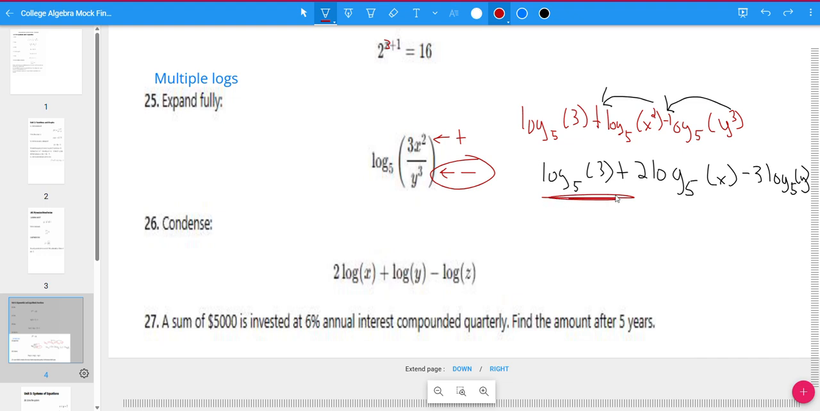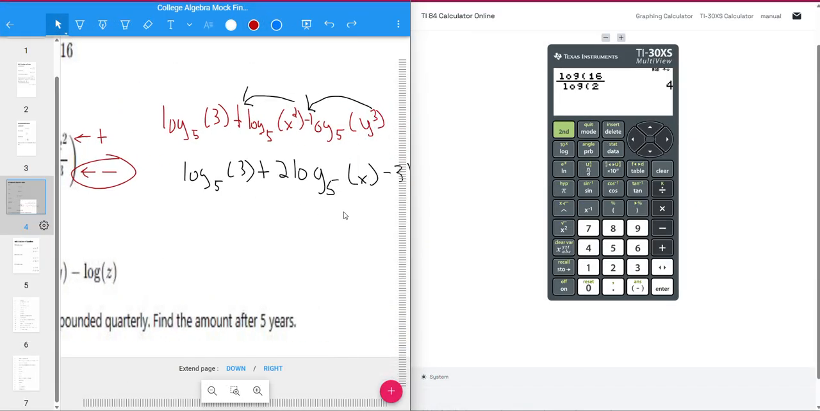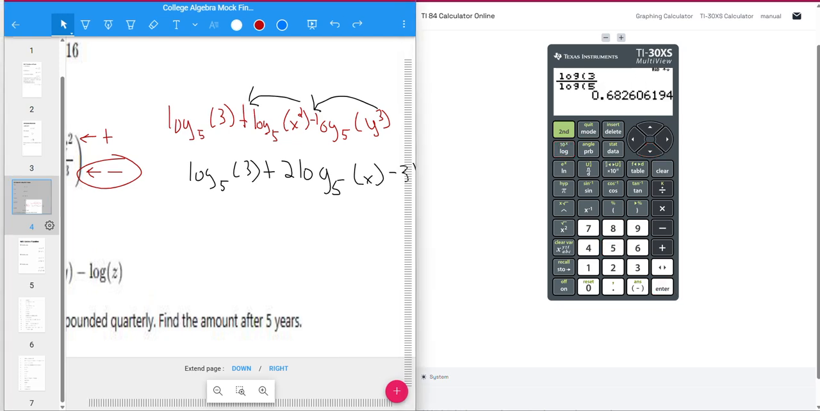If this was a nice number like log base 5 of 5 and it gave me 1, I could simplify. But log base 5 of 3, if I try to type that in my calculator with base on the bottom, would be log of 3 over log of 5. That's not a pretty number, so I'm just going to leave it like that.